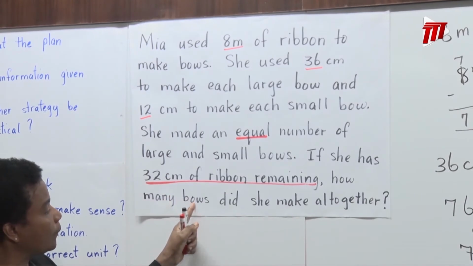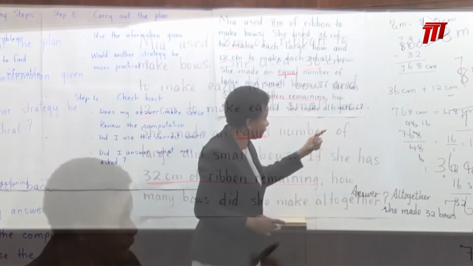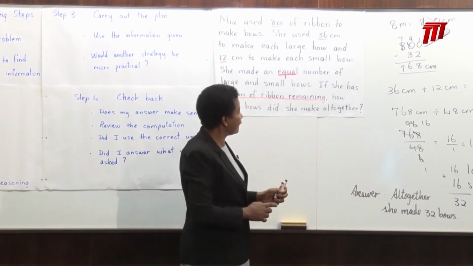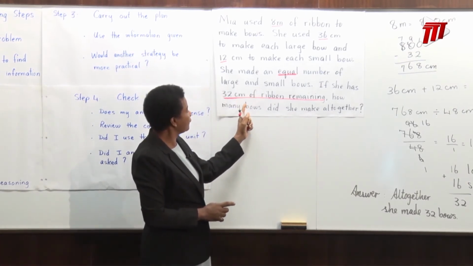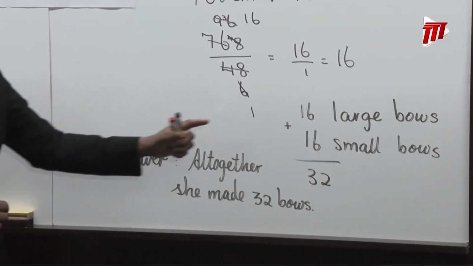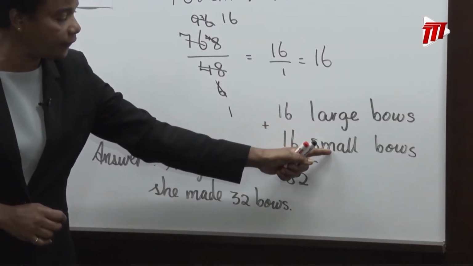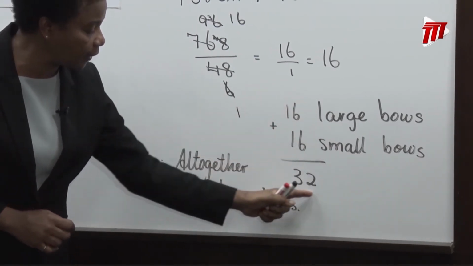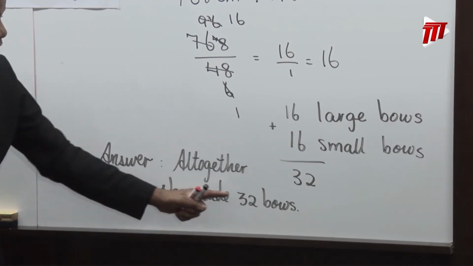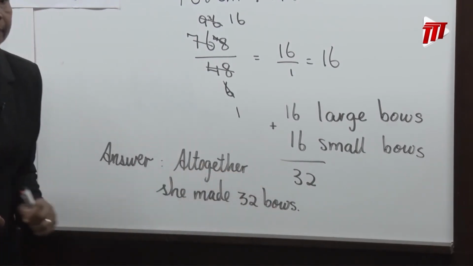How many bows did she make altogether? And finally, did I answer what was asked? Yes, I did. The question asks, how many bows did she make altogether? Not how many large bows and how many small bows, but in total, how many did she make? Altogether, Mia made 32 bows.